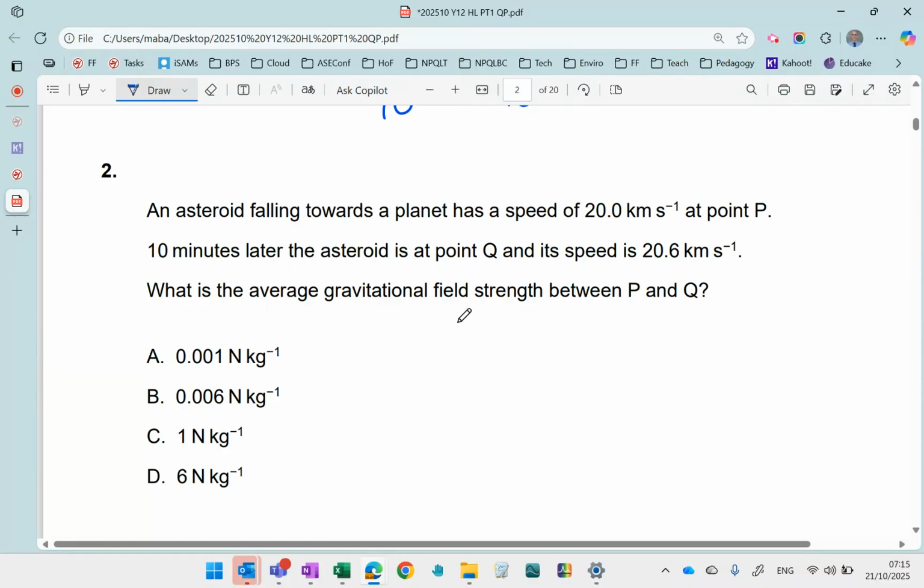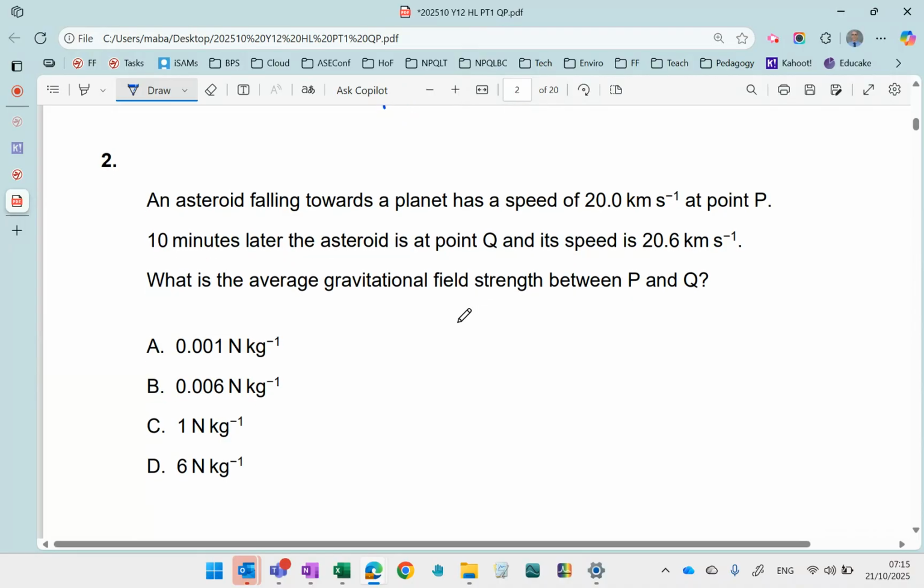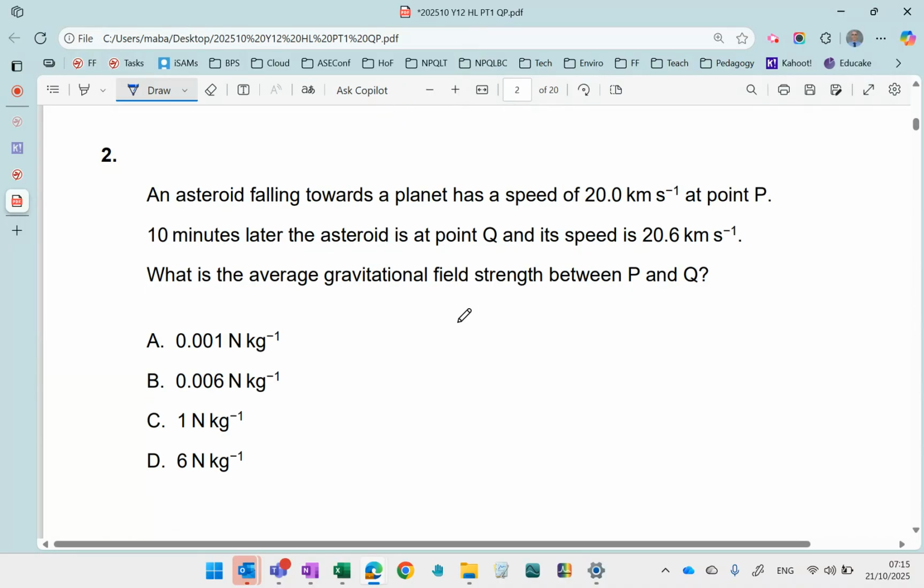Asteroid falling towards the planet. 10 minutes later, that's its speed. What's the average gravitational field strength? Okay, so what we're trying to do here is we're going to take these two speeds.